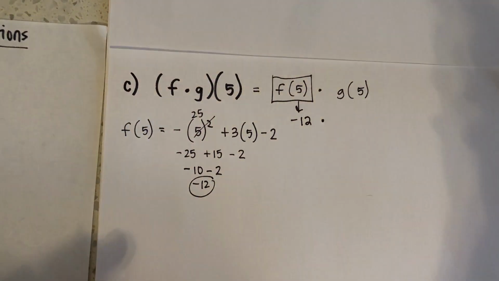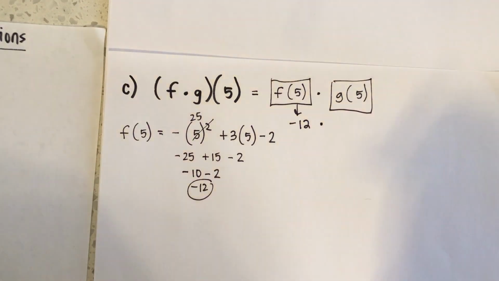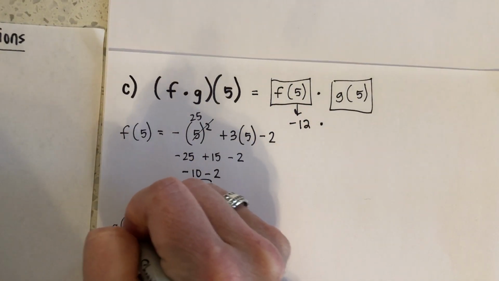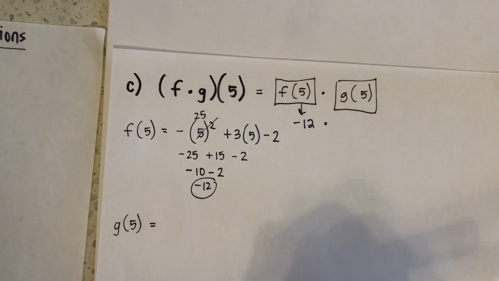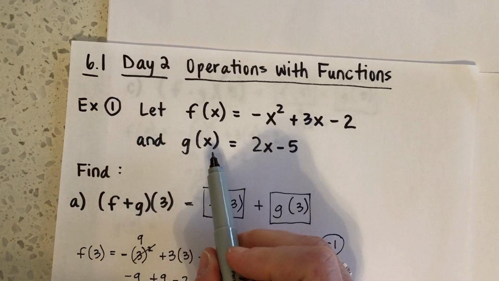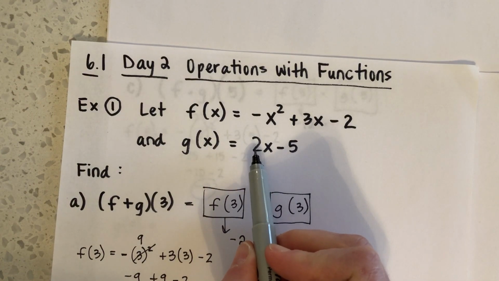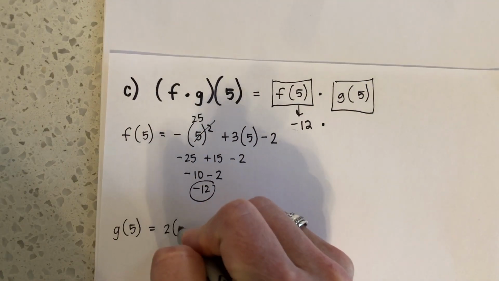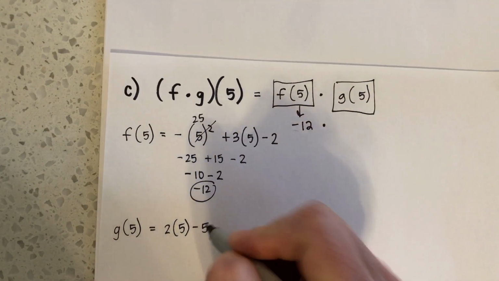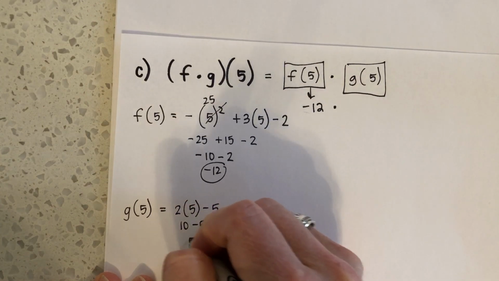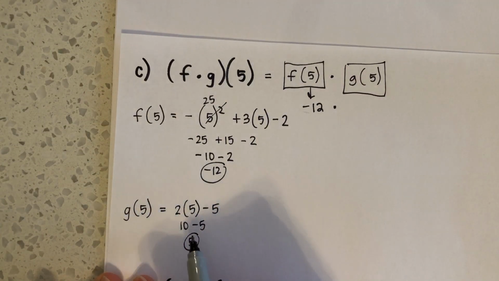Then I have to times it with whatever number I get for g of 5. So let's go off to the side and find out what g of 5 is equal to. That means I have to go to function g and plug a 5 in. If I plug a 5 in, that's going to be 2 times 5 minus 5. So 2 times 5 is 10, minus 5 is 5. So g of 5 is 5.